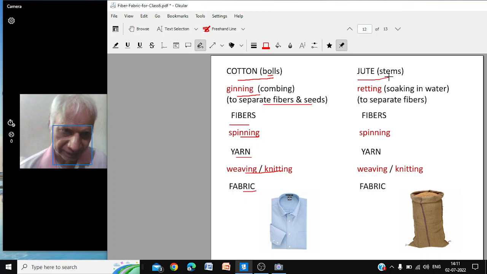And in case of jute, retting. What's retting? Soaking in water to separate fibers. And we got fibers. Then spinning. Same thing, twisting several thin fibers into a strong yarn. And then weaving or knitting, we get fabric. So only the first part is different. Here we do ginning and here we do retting. But otherwise it is the same: fiber to yarn spinning, yarn to fabric weaving or knitting.